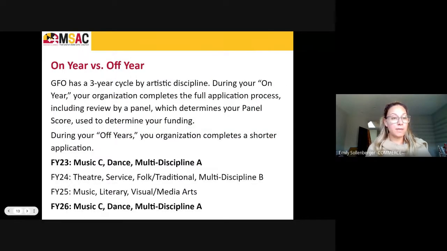So the difference between on year and off year is a common question that we get throughout the year. So as a reminder, the GFO program has a 3-year cycle that is determined by your artistic discipline. During your on year, which is the full application that includes a panel review, which also determines your panel score that goes into your funding formula, again, is a 3-year cycle. So this year, for the FY23 application coming up, is music C, dance, and multidiscipline A.